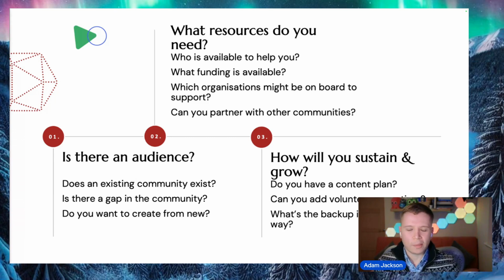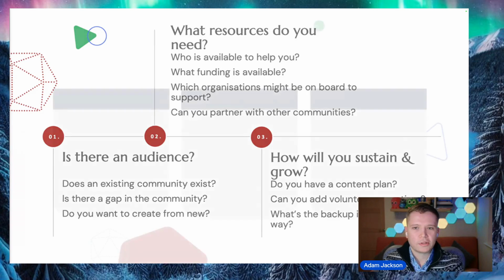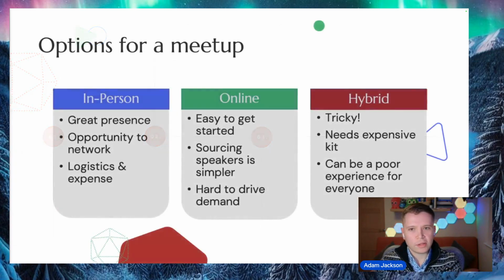Okay, now let's talk about the different types of meetup. Broadly, there are three categories: in person, online, or hybrid, both of those two together. And there are benefits and drawbacks for each one. So let's talk about in person first.